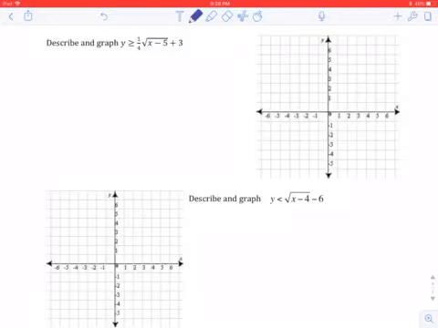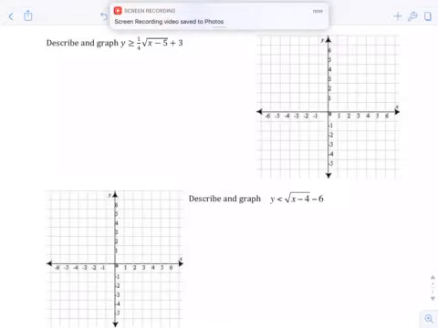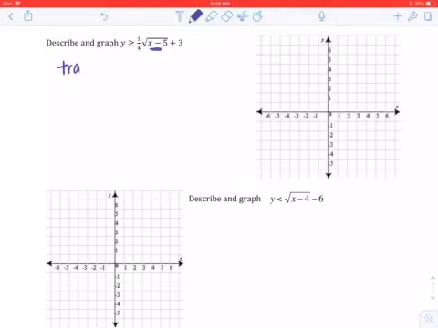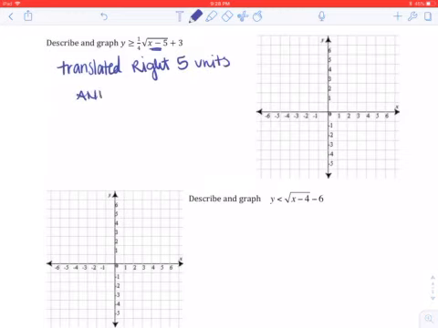Now we're getting these inequalities. Now notice, describe and graph these as well, right? So this, again, since it says minus, we're going to say that's translated right 5 units and up 3 units. Notice since they're both translations, I don't really need to say translated and translated again, right? So that's why I just used the word translated once.